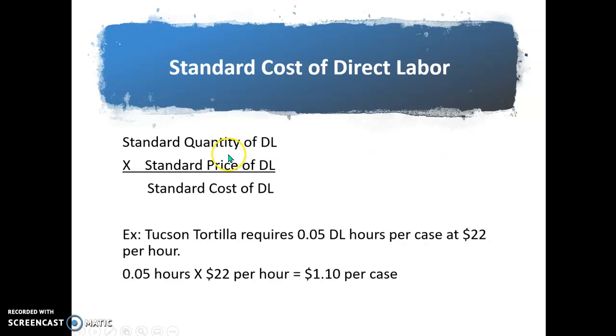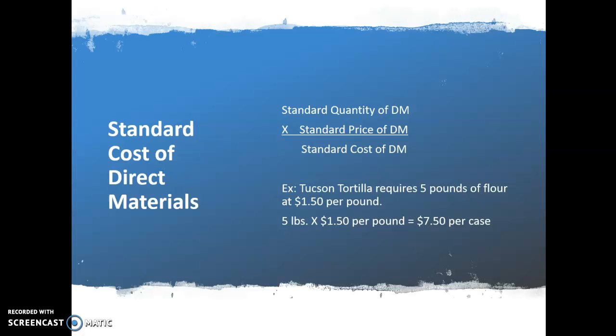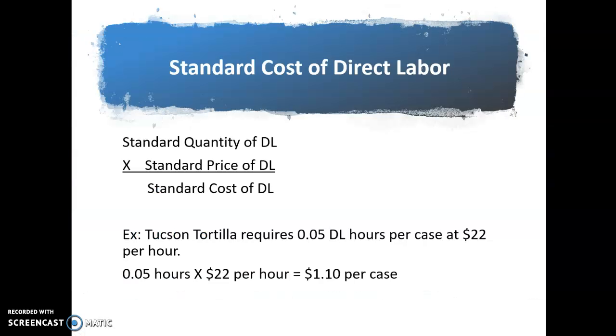Direct labor is standard quantity times standard price. The price in direct labor is frequently called the rate, and the quantity would be hours. When you go back to direct materials, the quantity may be pounds, for example, or maybe an actual count of something. But for labor, it's going to be hours and rate. And that'll give us our standard costs for direct labor.